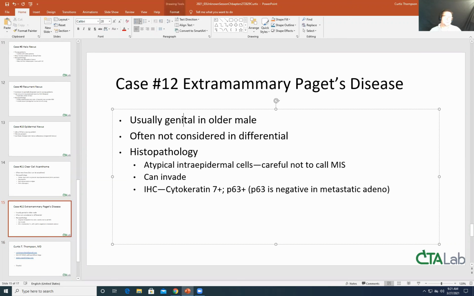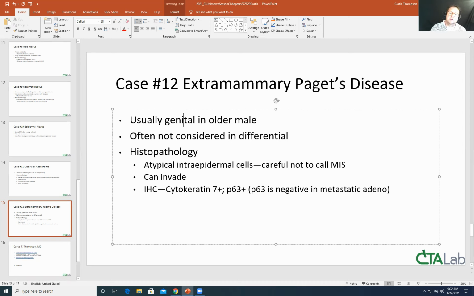This is usually genital in older men. What's the cell of origin? We don't know. Could be prostate, could be other glands. They will mark with different prostate markers, but we don't know about prostate markers in other adnexal structures in the genital region. And it's often not considered in the differential, and you could see that in this case. It was pustules, erythema, edema, was not even sent in as rule out extramammary Paget's.